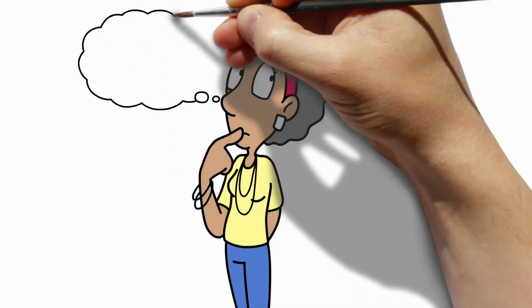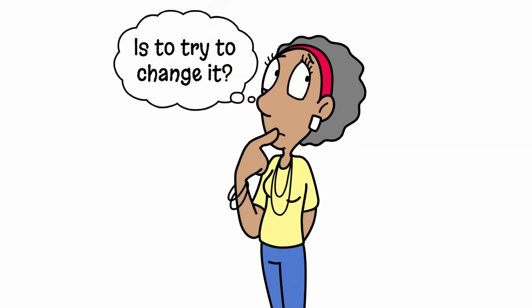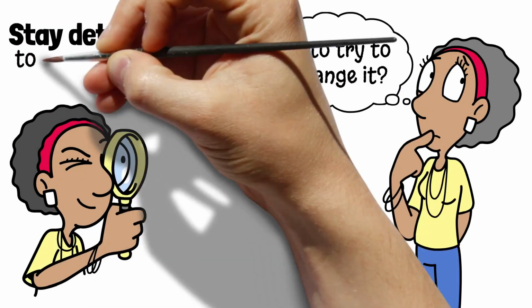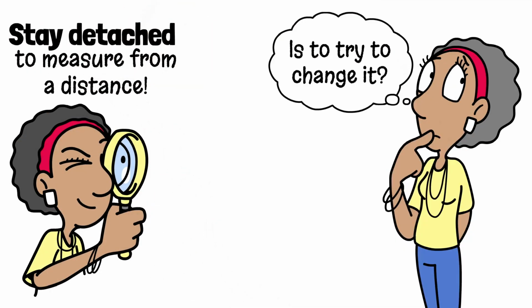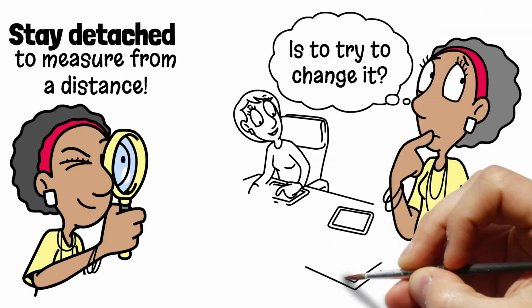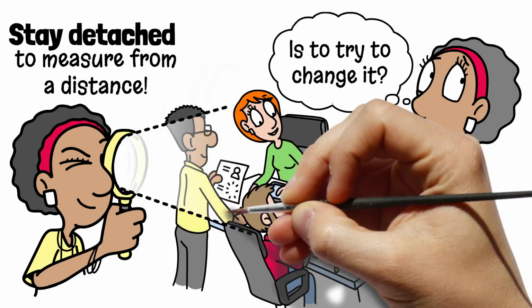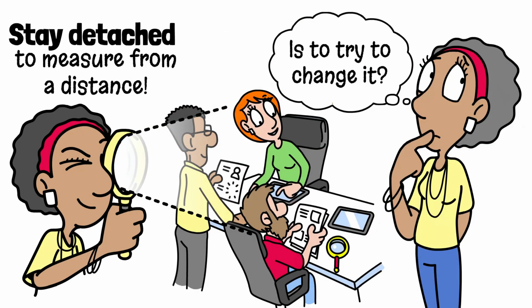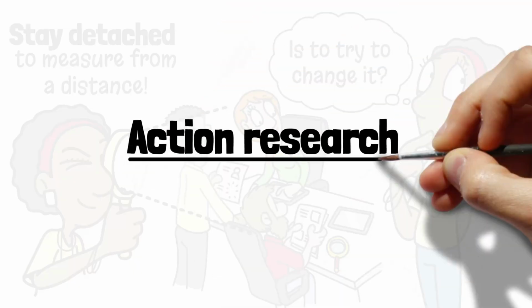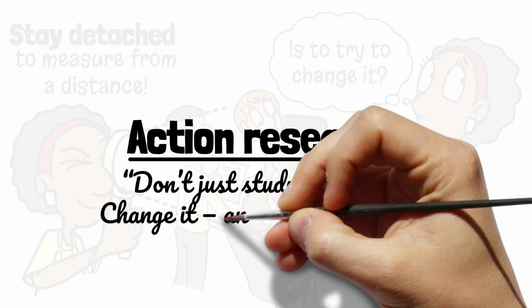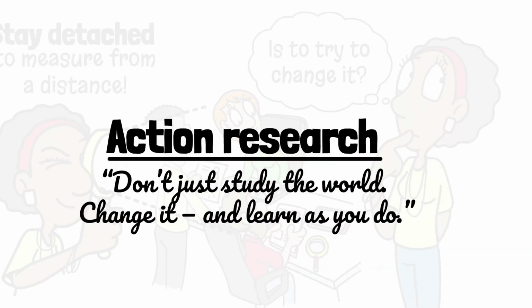What if the best way to understand a problem is to try to change it? In research, we're often told to observe, to stay detached, to measure from a distance. But in the real world, where people, systems, and organizations are always evolving, detachment doesn't always reveal the truth. That's where action research comes in. A bold approach that says, don't just study the world, change it, and learn as you do.